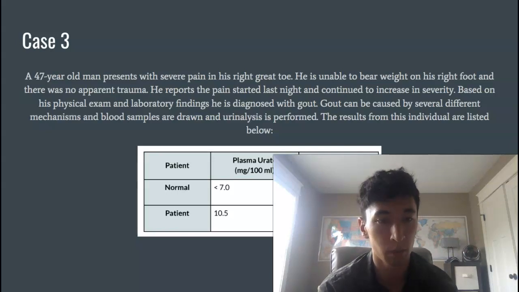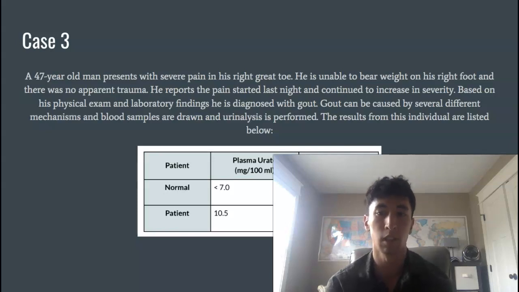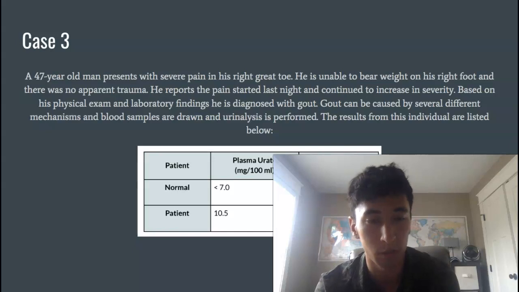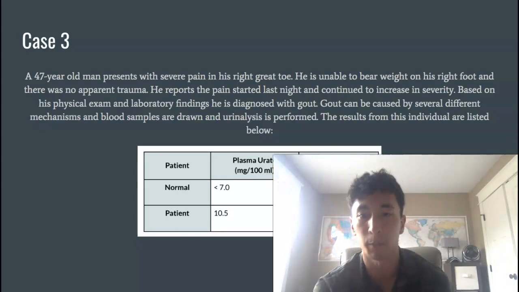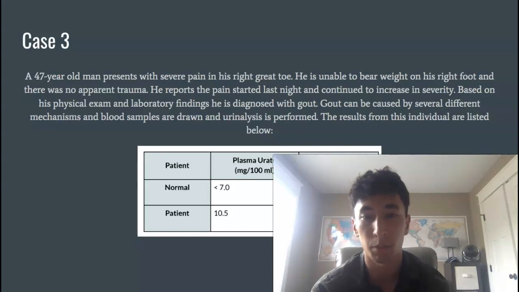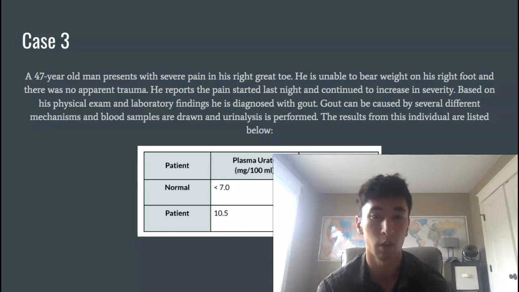Then right below that, we can also see a chart. In this chart, there's a comparison between normal lab values and those collected from the patient. Obviously, normal on top, patient on the bottom. The patient has a high value of plasma urate at 10.5. Uric acid within the body is produced in the liver and is involved in purine metabolism as an end product.